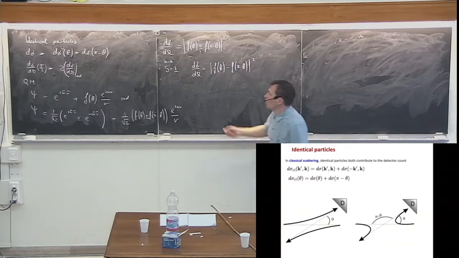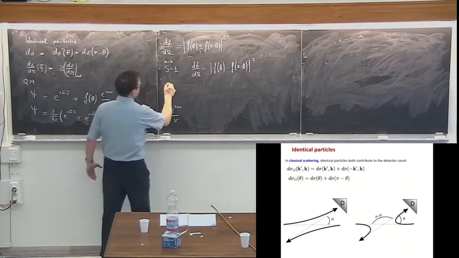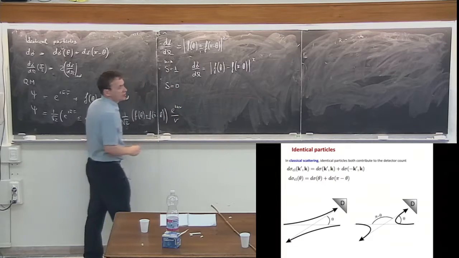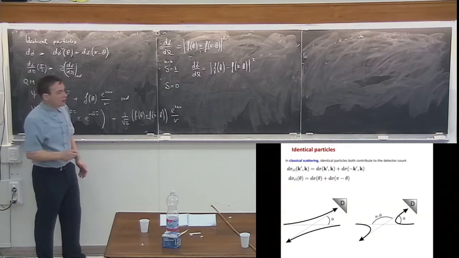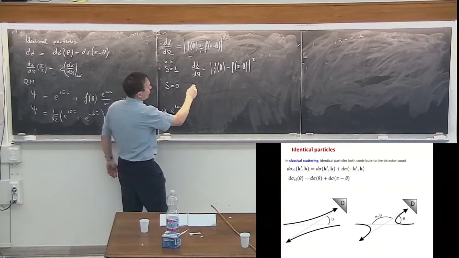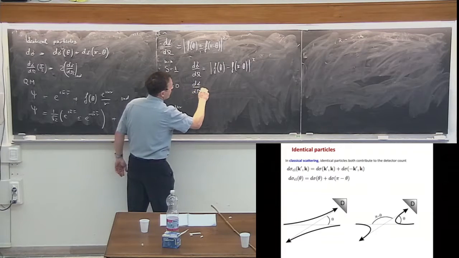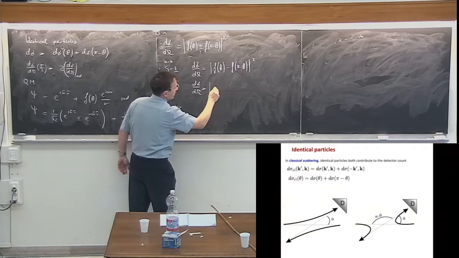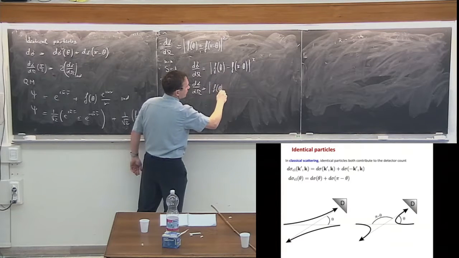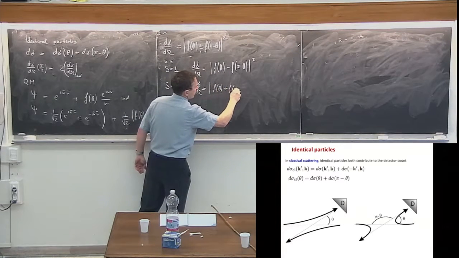Similarly, of course, if this is singlet, if this is 0, then I would have to take d sigma over d omega equal to, with a plus sign, f of theta plus f of pi minus theta.